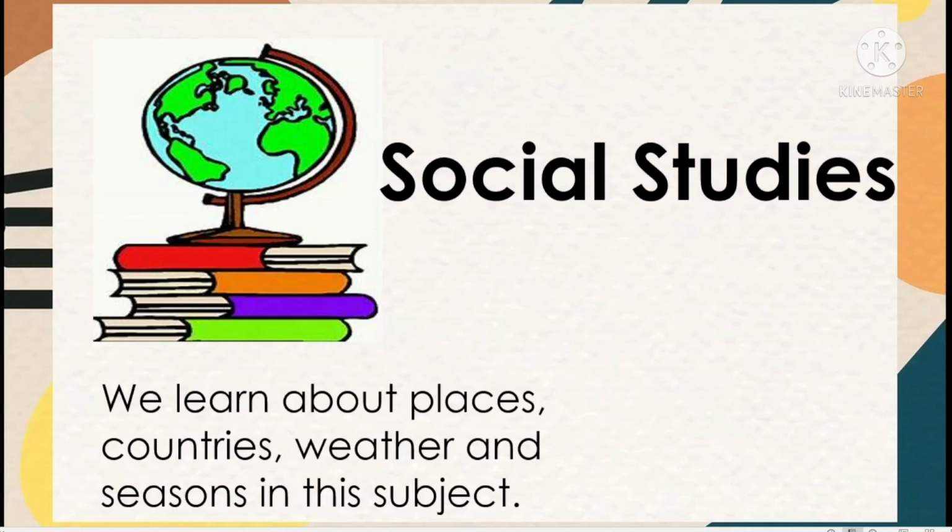Okay, this is quite long. We learn a lot in social studies. We learn about places. We learned about countries. We learned about weather, season. Example, Vietnam, China, Japan. We learn about the weather. Cold? Is it hot? We learned about the season. Example of season is winter season. Okay, that is social studies.